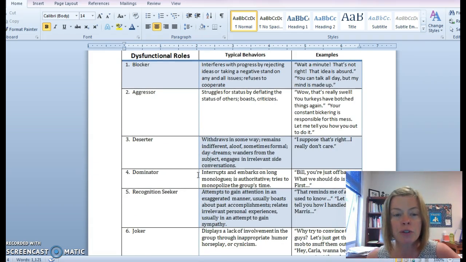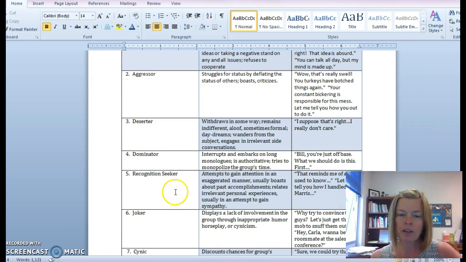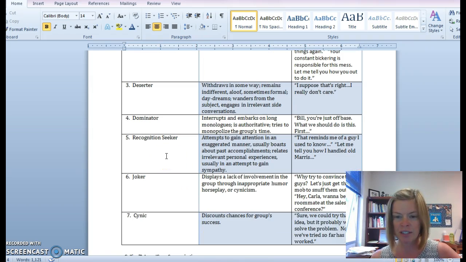All right, dysfunctional roles. The blocker, right? The aggressor, the deserter, dominator, recognition seeker. There are different types of recognition seeker. Recognition seeker sometimes is the one who's also called the martyr. They're the ones who are going, I have so much to do. This is just so hard. Everything's like a victim kind of voice. A recognition seeker will also show off a little bit, right? Kind of say this is how much I've accomplished, but also somehow seems to divert attention back onto themselves.